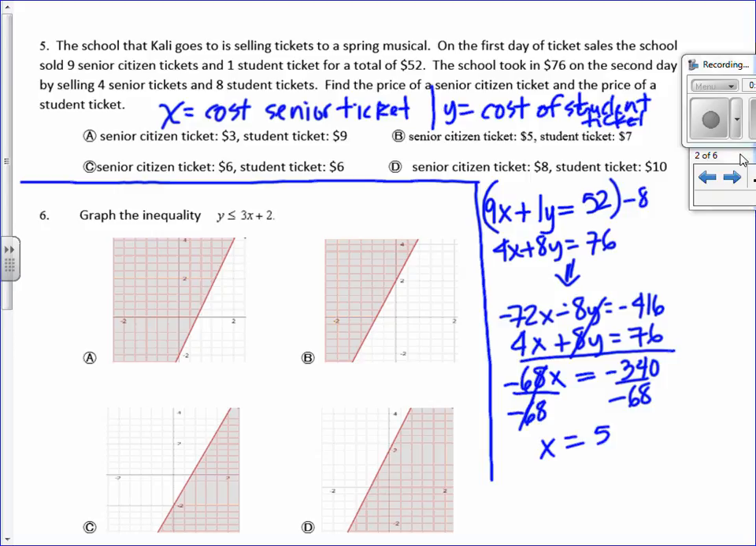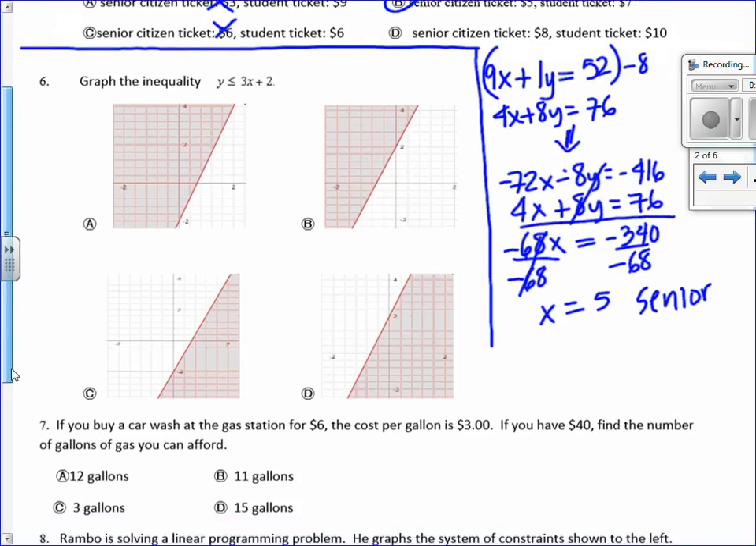So once I know x, well, look, remember we said we're going to work harder, not smarter? We've said that before. This is the cost of a senior ticket. Let's check our multiple choice answers. And look, this senior ticket is 5. We're done. We don't have to do anything else on that problem.